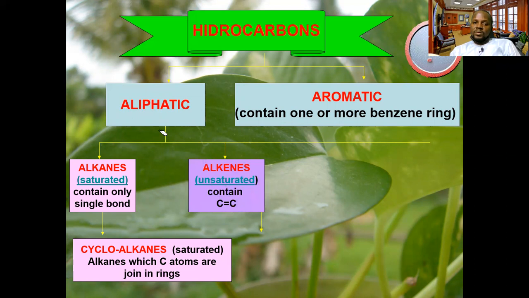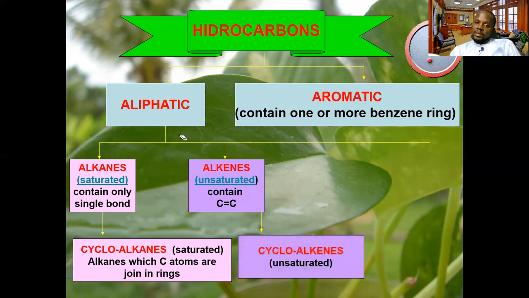Now the next one, which is another example of aliphatic hydrocarbon, is basically the alkenes. The alkenes are unsaturated, because they have a double bond in them. This is what makes them unsaturated. That means the hydrogen is not saturating the carbon, which we are going to talk about in detail as we move on in the chapter. The next type of aliphatic hydrocarbon can also exist as cycloalkenes. What makes them different from cycloalkanes is the presence of the double bond, whereas these are single bonds.